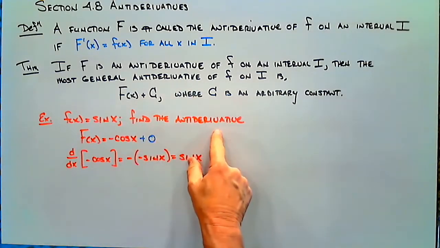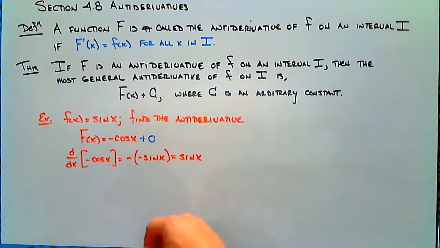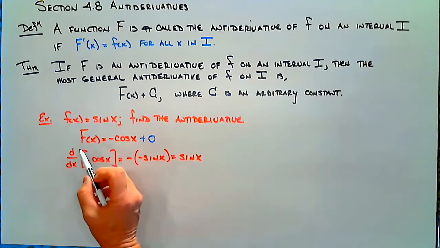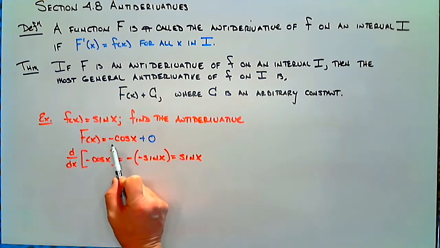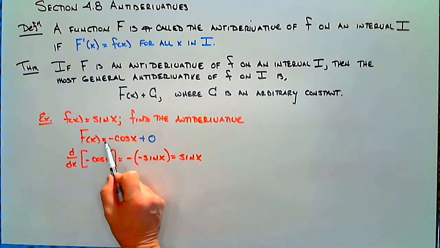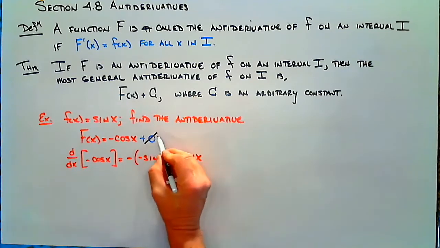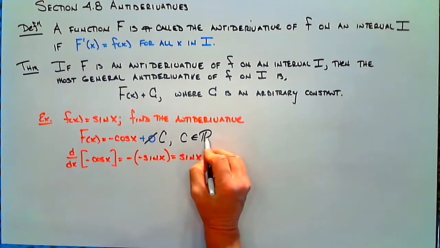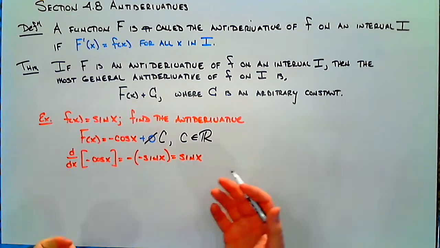But when we ask you to find the antiderivative, we don't mean to find only one antiderivative. What we mean is for you to find us the antiderivative in terms of all of the antiderivatives. See, there are an infinite number of solutions to this problem because the real solution is f of x equals negative cosine x plus 0. No. The real solution is f of x equals negative cosine of x plus c, where c is an element of the reals.